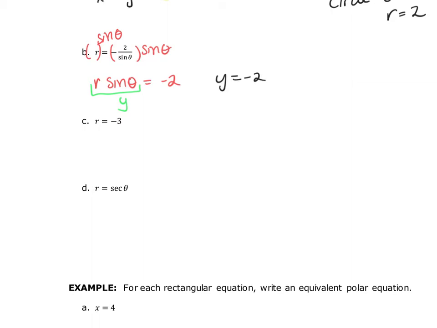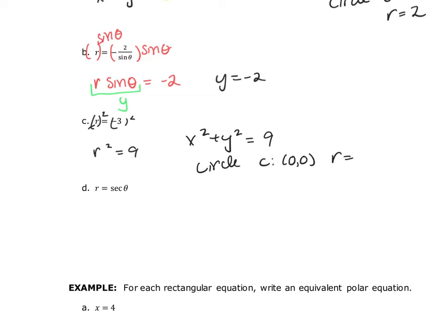r is equal to -3. Well, I have a replacement for r cosine theta and a replacement for r sine theta. I'm disinclined to multiply both sides by sine or cosine, because then I would introduce a cosine or sine over here, so I'm not going to do that. However, I also have a replacement for r squared. So I'm going to square this side, and square this side, and I get r squared is equal to 9. But r squared gets replaced with x squared plus y squared all day long. So I have a circle centered at the origin, (0, 0), with a radius of 3.